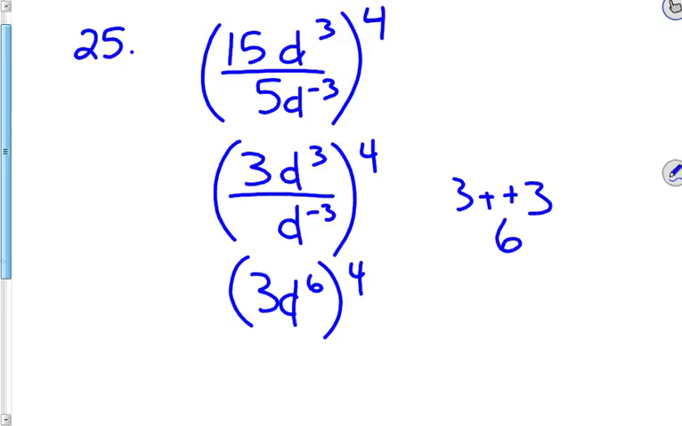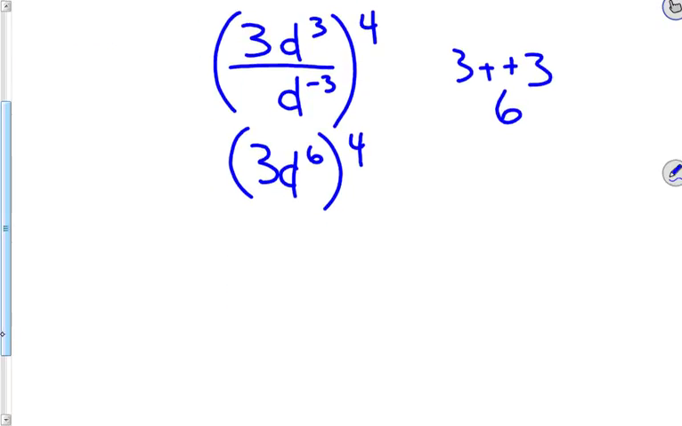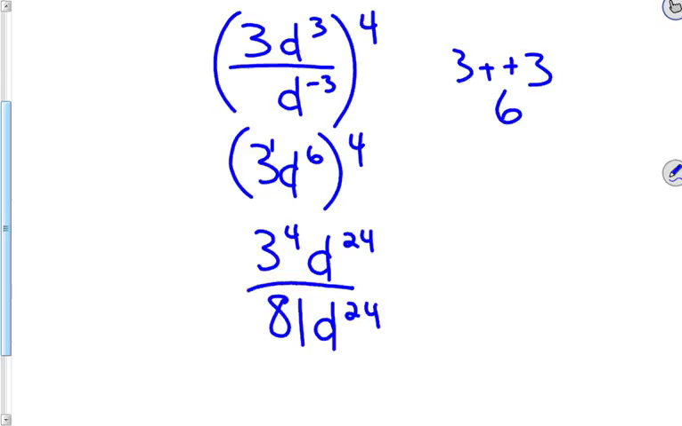So now I have to use the power rule. And remember, the 3 has its 1 exponent. So I have to do 3 to the fourth power and d to the 24th power. Well, 3 to the fourth power is 81. D to the 24th power.